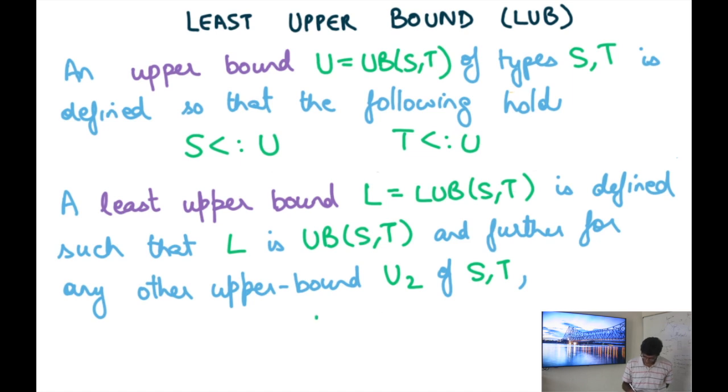L is a subtype of U2. All right, so it is the least such upper bound. So it is the first common ancestor of S comma T. So once again, L is a least upper bound if it is an upper bound such that for any other upper bound, L is a subtype of U2.